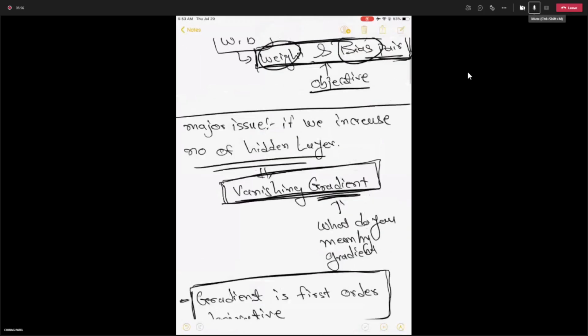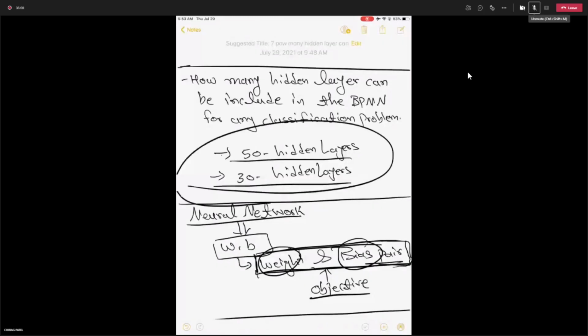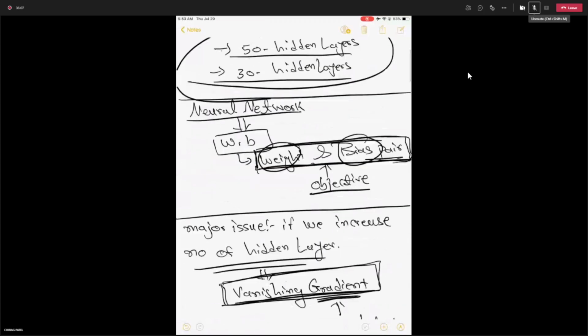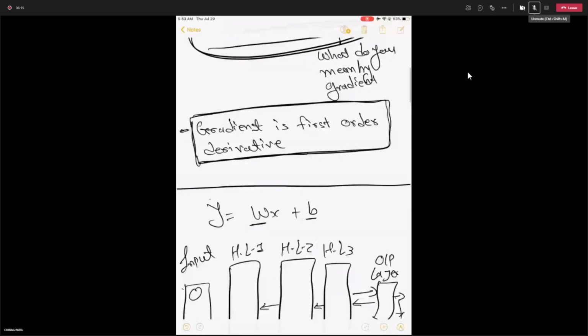No doubt, sir. Okay, so now you got this answer. Why can we not increase the number of hidden layers abruptly? Because we are facing this problem, and we had justified this over here. Even we need to focus on our learning rate.